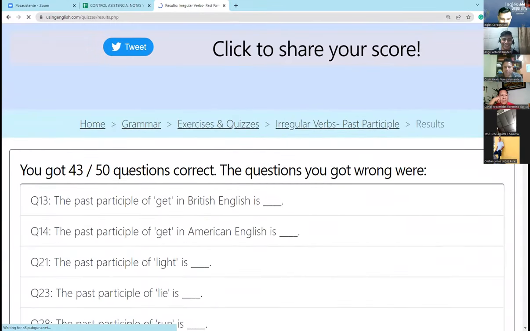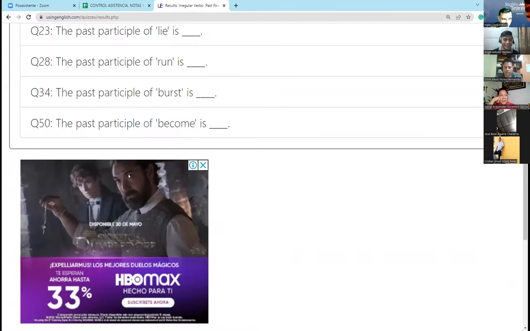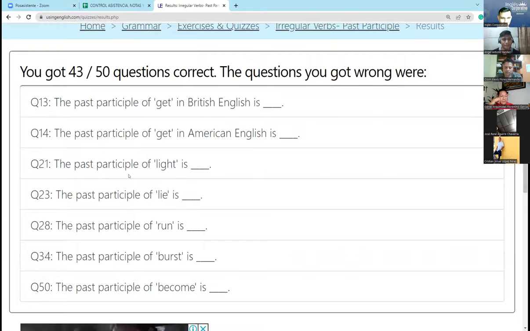Okay, let's see. 86. Good. 86, perfect. These are the incorrect ones. We need to reinforce get in American English, light, lie, run, burst, and become. Become is become. It can become the same. Exactly. And burst? And get. Get was American, it is gotten, and British it is got. That was the question. But good job.